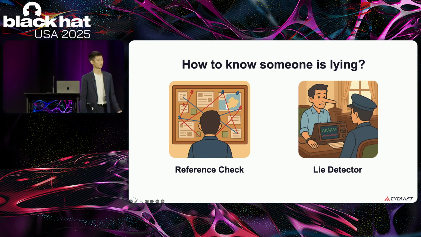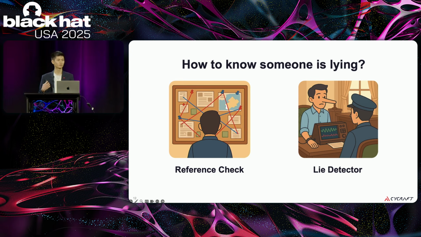The first one is the reference check. With a reference check, we don't only trust a single source. We go and collect evidence and clues from outside, and put them all together to see if the story is consistent. And for the lie detector, the FBI will monitor signals such as stress or heart rate while asking someone questions, to know if they are lying. These two kinds of strategies are very useful.